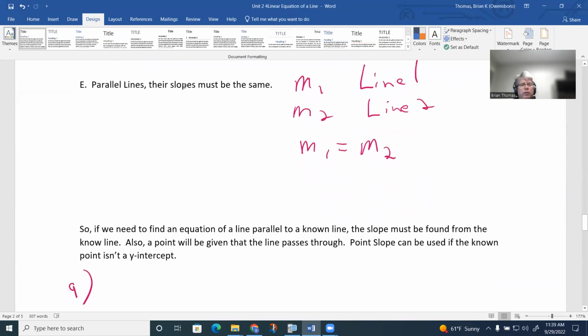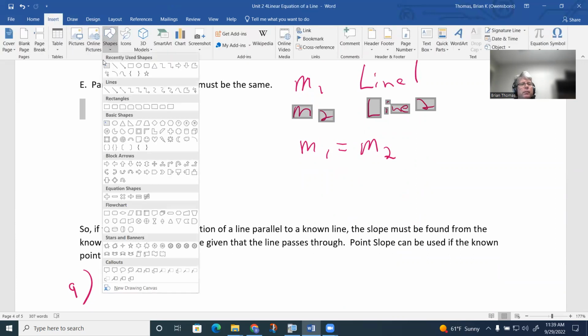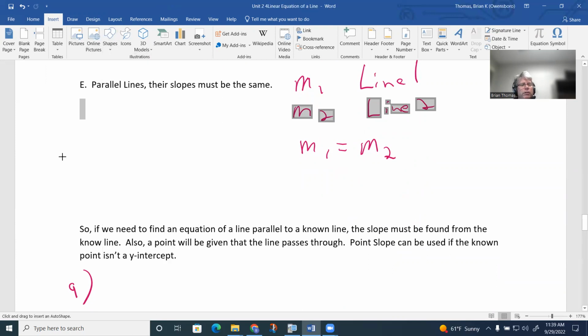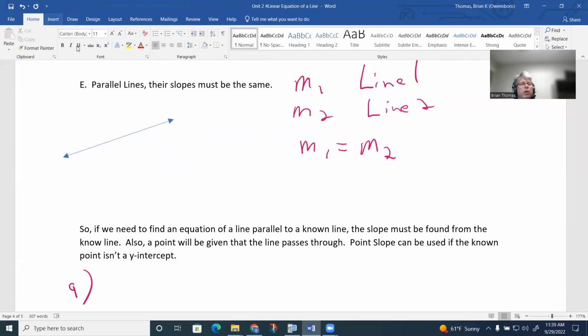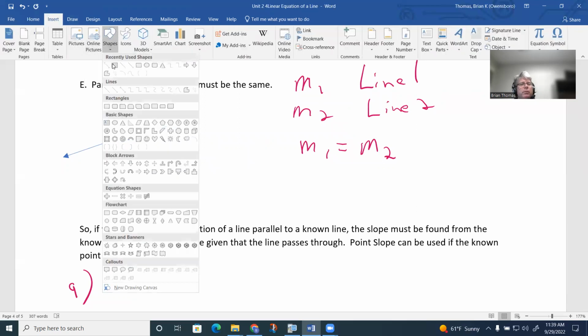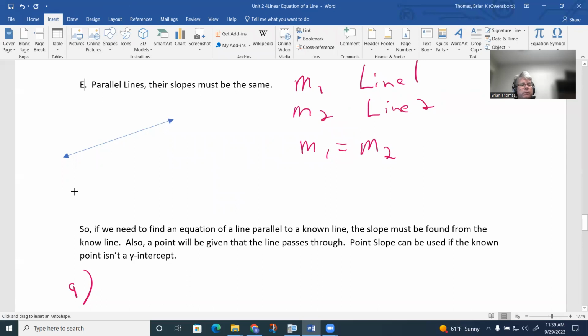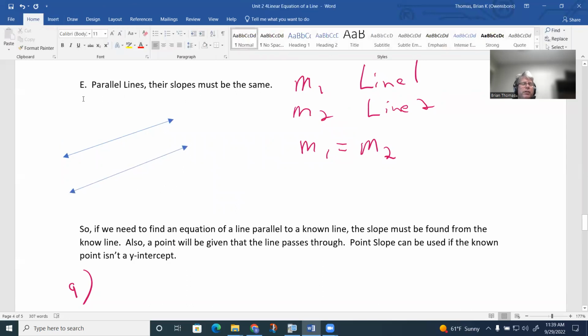So parallel lines. Remember, with parallel lines, if I draw a line in that direction, to draw a parallel line to that line, it has to run in the same direction. So if two lines run in the same direction and they don't intersect, we would say that those two lines are parallel.